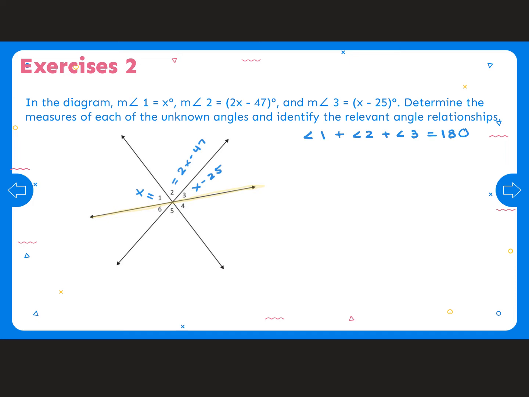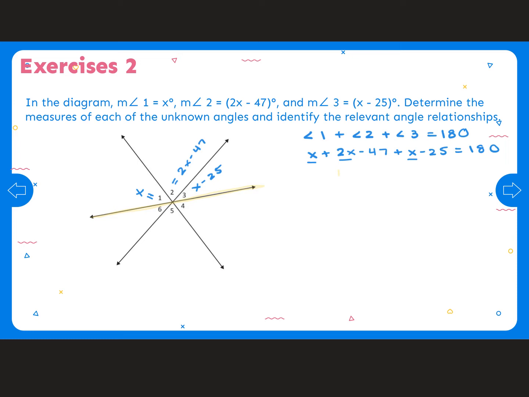All right? So now, let's set up this equation. So we know that the measure of angle 1 is x. The measure of angle 2 is 2x minus 47. And the measure of angle 3 is x minus 25, which is all equal to 180. All right? Let's go back to solving equations again. So the first thing we're going to do is combine like terms. So I have x, 2x, and x, which gives me 4x.